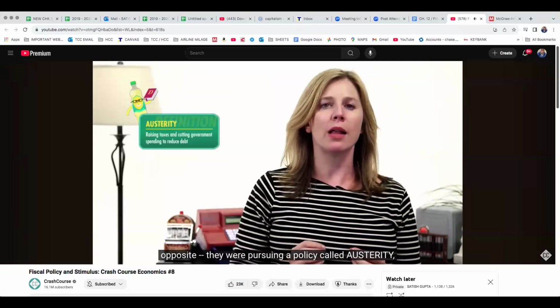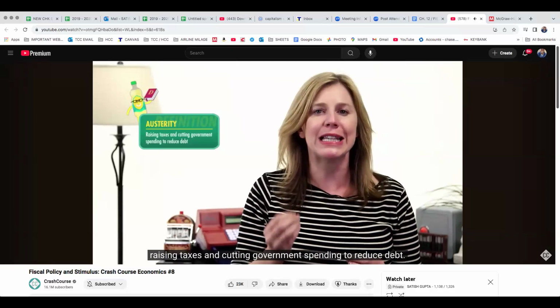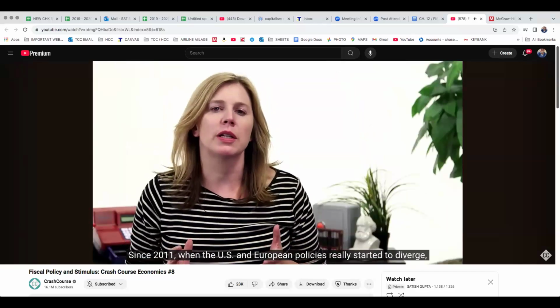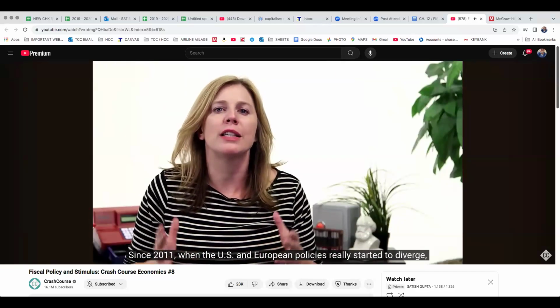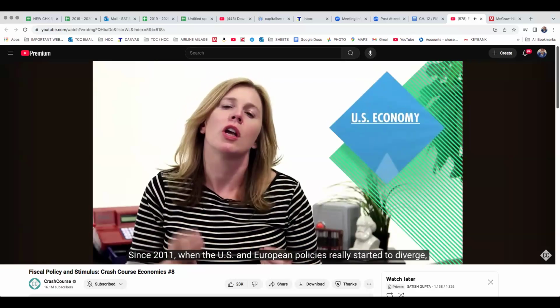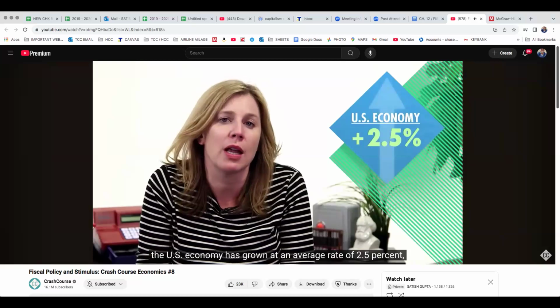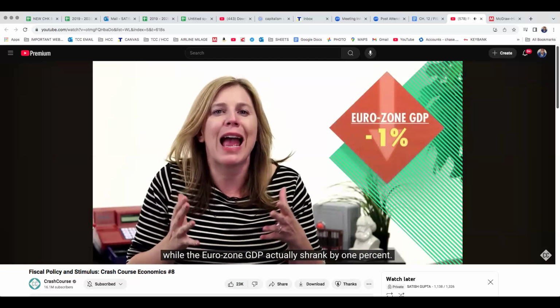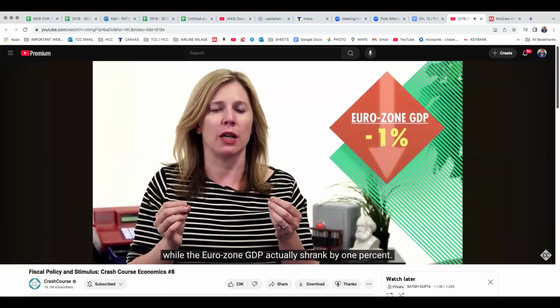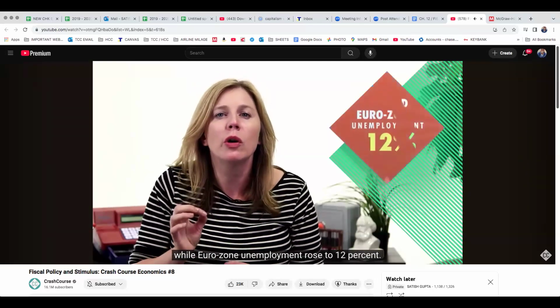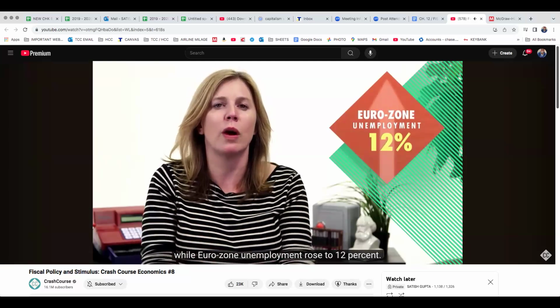And while the US was implementing stimulus, most European countries were doing the opposite. They were pursuing a policy called austerity, raising taxes and cutting government spending to reduce debt. Since 2011, when the US and European policies really started to diverge, the US economy has grown at an average rate of 2.5%, while the Eurozone GDP actually shrank by 1%. US unemployment fell to 5.5%, while Eurozone unemployment rose to 12%.